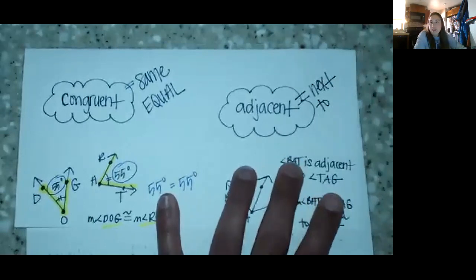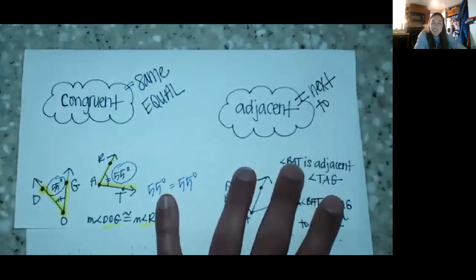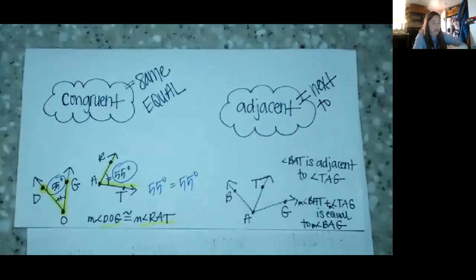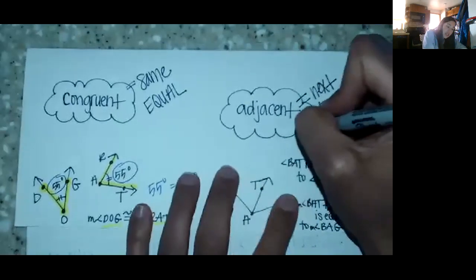Okay, so if I think about adjacent, that means that they are angles right next to each other. Now, if we think about right next to each other, let's take a look at our example. So I have two angles that are right next to each other. That means that the two angles have to share a side. So let's put that in too, just so we know.